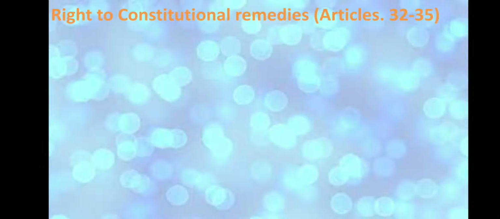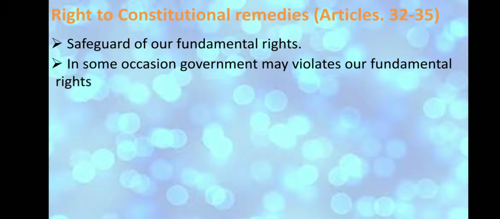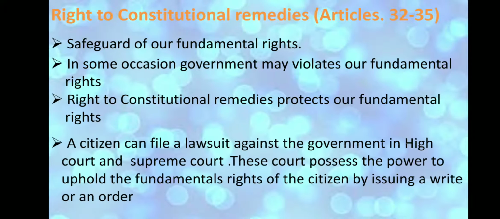Now, last but not the least, we have the last fundamental right, which is the right to constitutional remedies, from Article 32 to Article 35. This is the safeguard of our fundamental rights. On some occasions, the government may violate our fundamental rights. The right to constitutional remedies protects our fundamental rights. A citizen can file a lawsuit against the government in the High Court and Supreme Court. The court possesses the power to uphold the fundamental rights of a citizen by issuing a writ or an order.